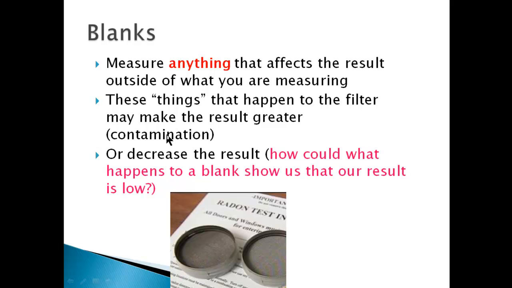A blank can also show you that there's a reason that something happened that decreases the result. So how could what happens to a blank show us that our result is low? It could happen with a filter. If you think about perhaps something getting wet and then it dries, so it's not clear that it was wet at some point. If you've got a filter that got wet and you've got both a blank and a filter that was put in the Minivol, there should be some change that occurs to the actual filter that they can detect at the lab that shows that the filter medium was damaged.